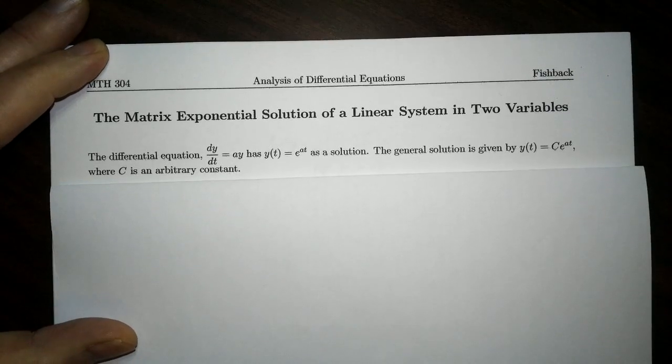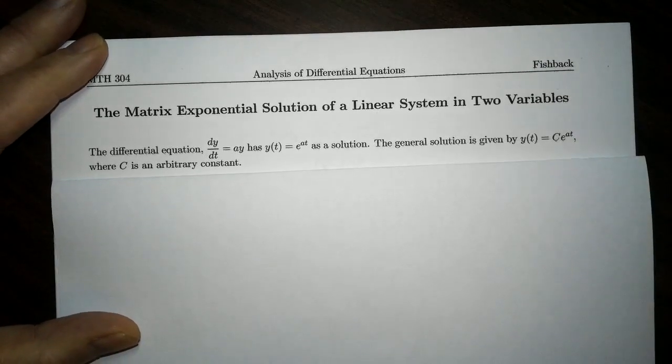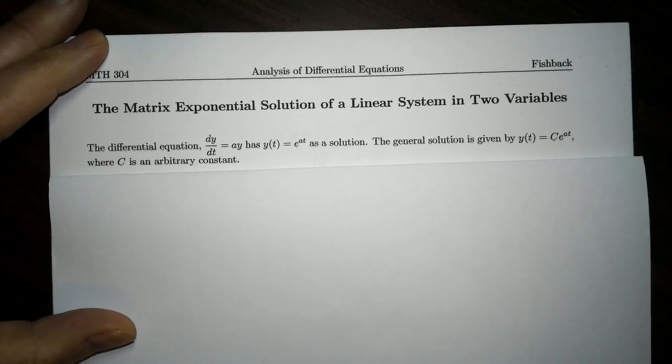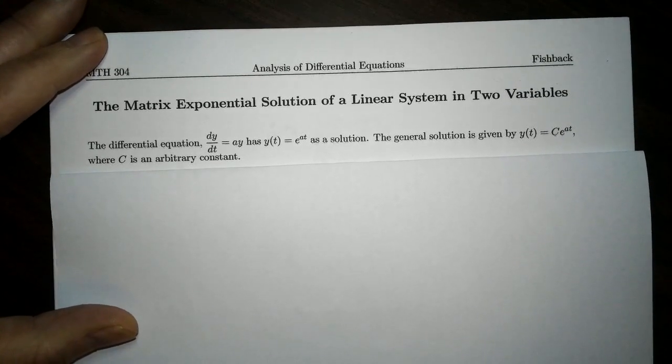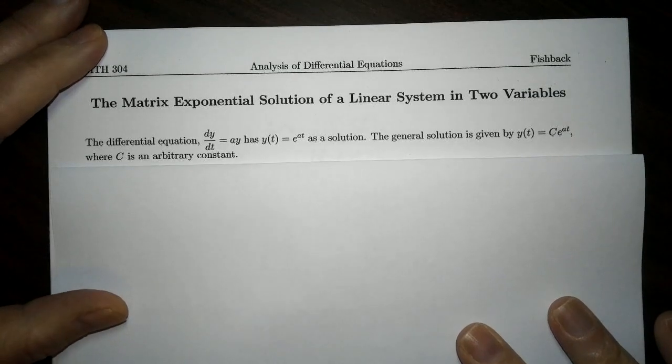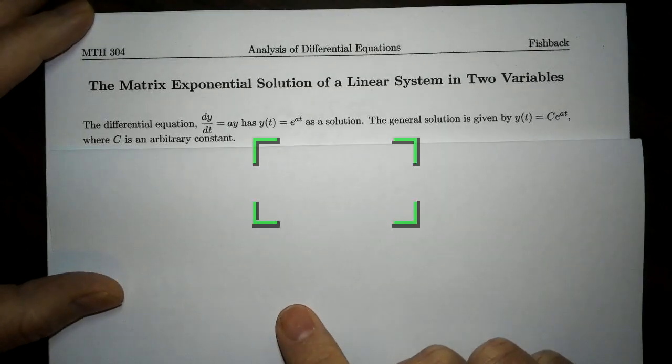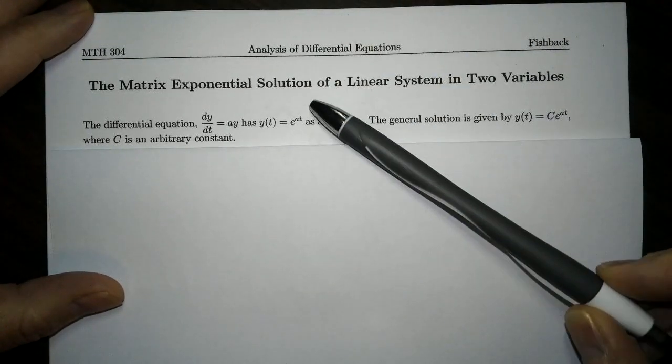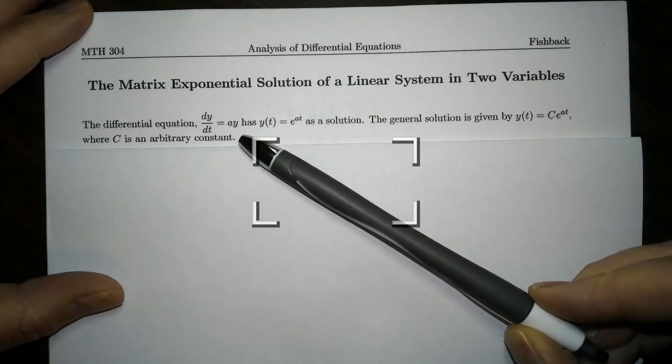In this video, we're going to discuss a really cool way of solving a linear system in two variables that involves the process of exponentiating a matrix. So let's go back to a simple differential equation of the form dy/dt equals ay. This is simple exponential growth or decay.